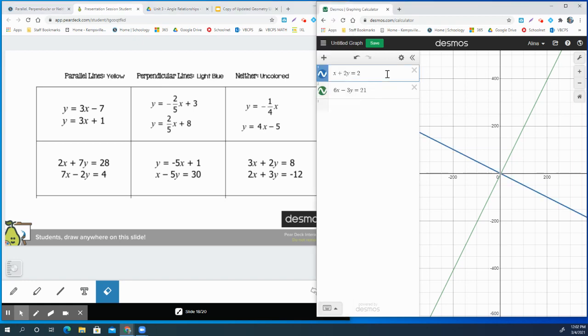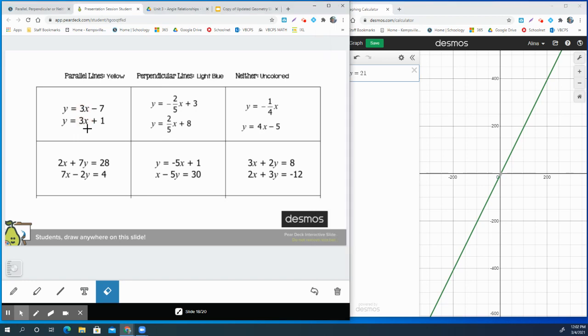So if we type in our first equations, the first one actually is super easy. Do we need to type this one in? What do we think? Where's the slope? They're the same. So are these parallel, perpendicular, or neither? They're parallel. Here too, we've got the slope because it's in y equals mx plus b form. Are those going to be parallel, perpendicular, or neither?